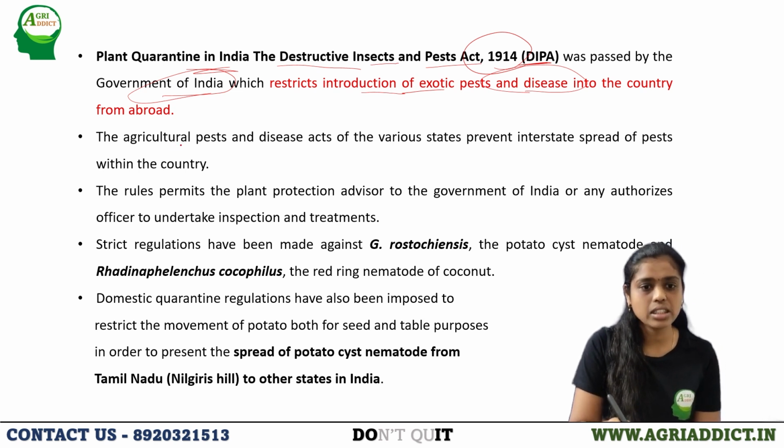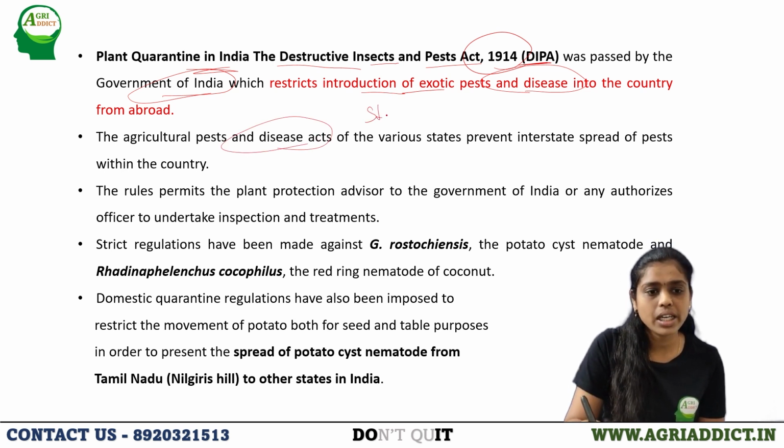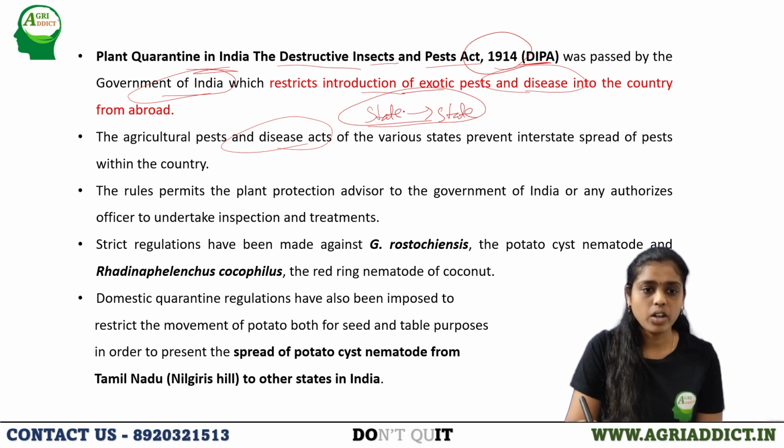And there are again some agricultural pest and diseases acts which operate within the states themselves. That means from movement from state to state, in order to prevent the spread of pests and diseases within the country from state to state, there are again certain acts which come under this quarantine, like the Madras Agricultural Pest Act, which was enacted in the year 1919. Within the state or between states also, these types of rules and regulations are there.